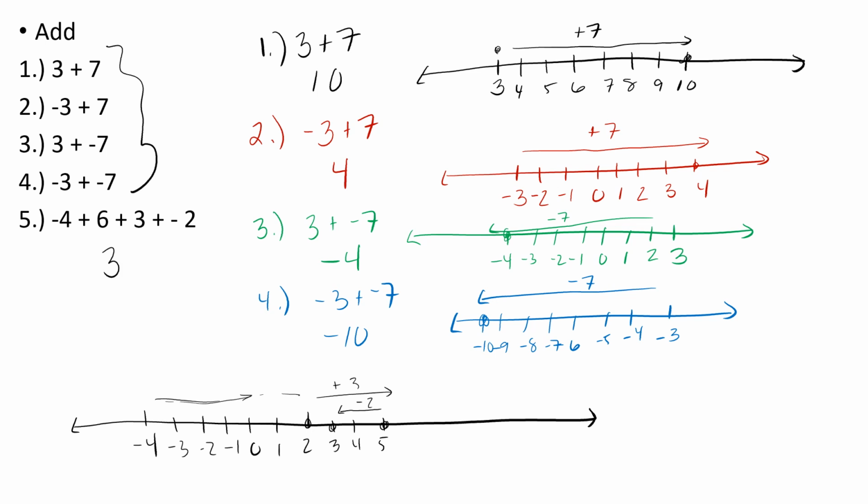And again, notice how we did that. So we had -4, then we moved to the right 6, then we moved to the right 3 more, and then we moved back -2. So you can do that on the number line as well, and you just kind of trace how many steps you're taking.